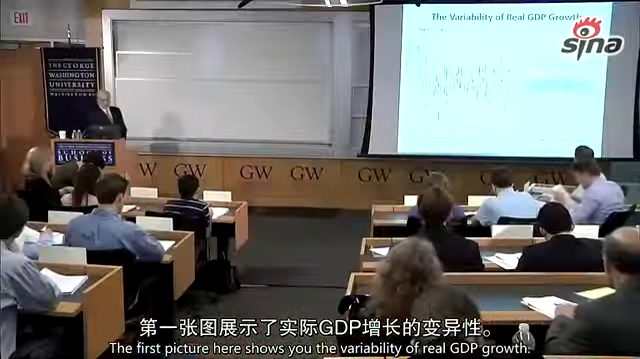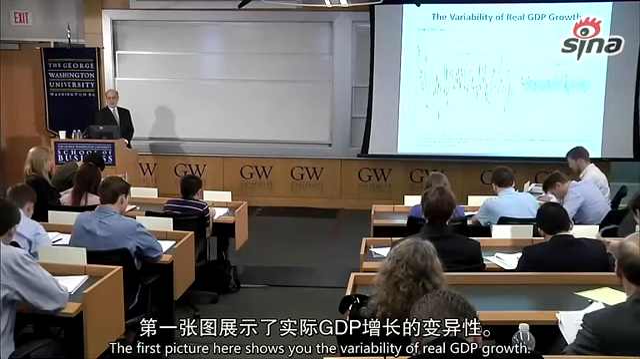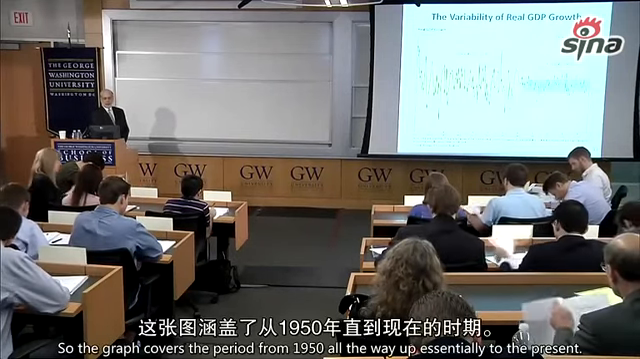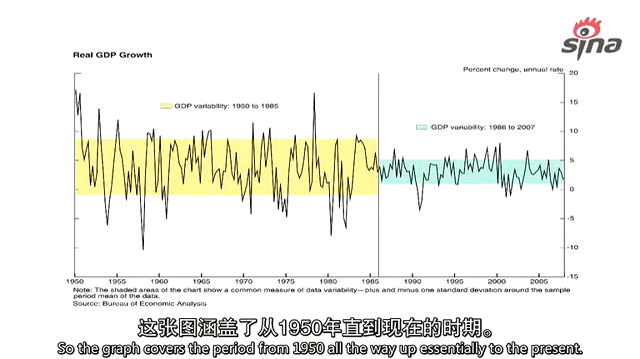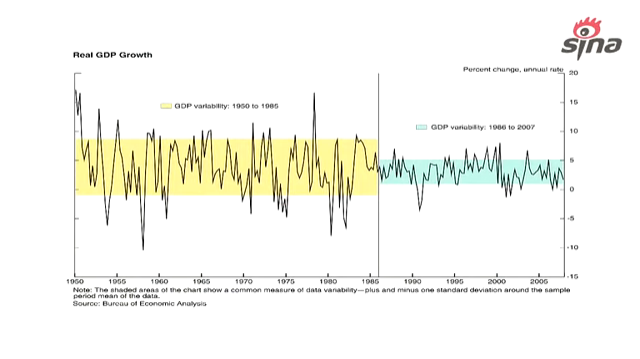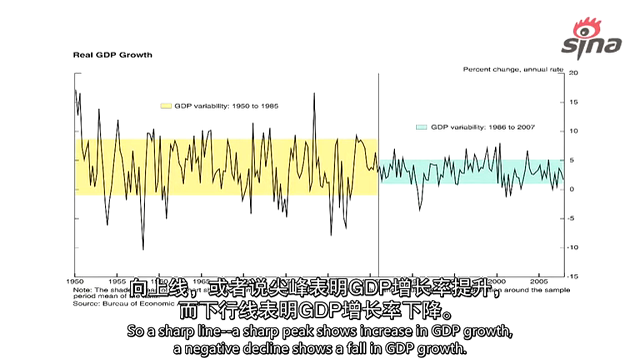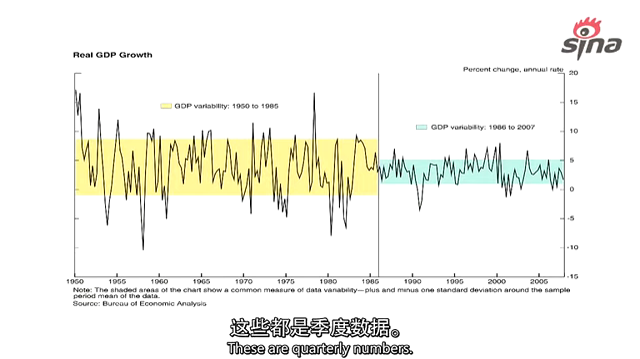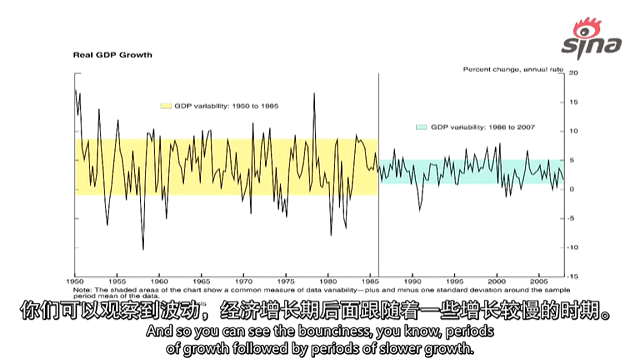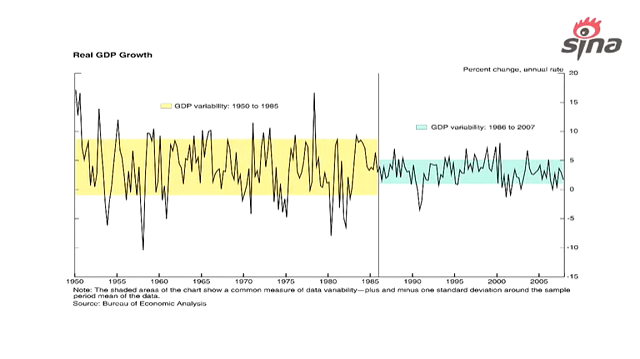The first picture here shows you the variability of real GDP growth. So the graph covers the period from 1950 all the way up essentially to the present. The line just shows you quarterly growth rates in GDP. So a sharp peak shows an increase in GDP growth. A negative decline shows a fall in GDP growth. These are quarterly numbers. And so you can see the bounciness, periods of growth followed by periods of slower growth.